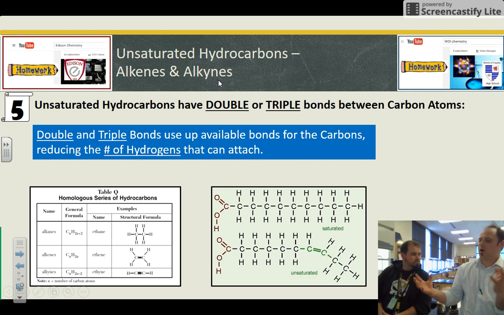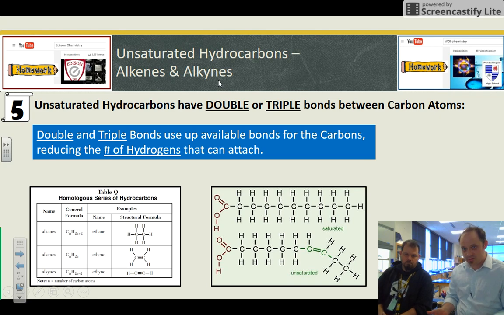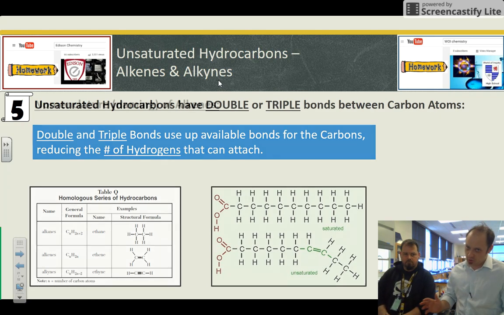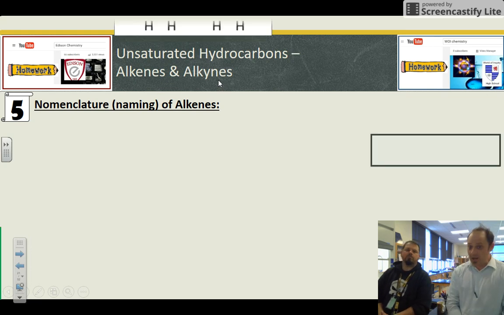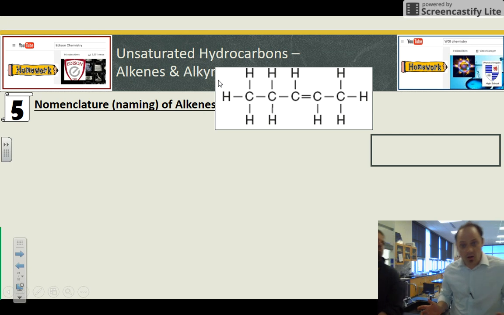So if two carbon atoms are connected multiple times, those are spots that would have been for hydrogens that are no longer used for hydrogens. That's why it's unsaturated. It isn't full of all the hydrogens that it could be. Correct. To name alkenes, we'll have a double bond. We have to number up our hydrocarbon chain, okay?